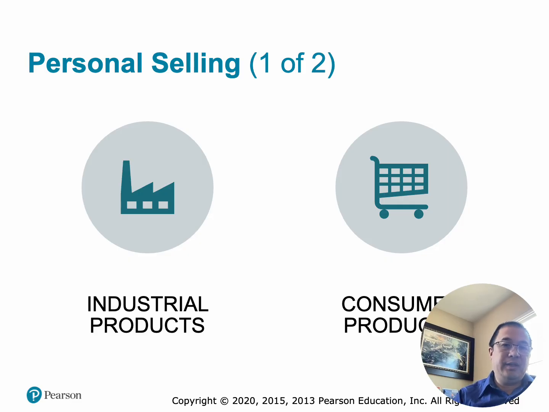Examples are sales meetings, product demonstrations, trade shows, business negotiations, and retail sales assistance. Number 1, industrial products. Industrial products are goods and services sold to businesses rather than individual customers. Examples are manufacturing equipment, software systems, aircraft, industrial machinery, and corporate consulting services.